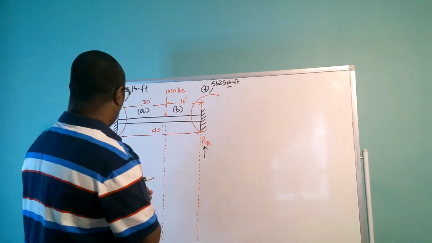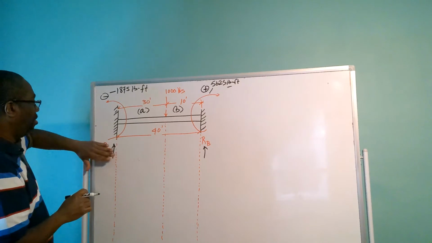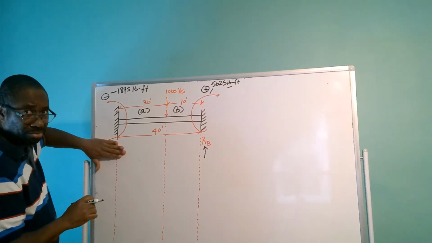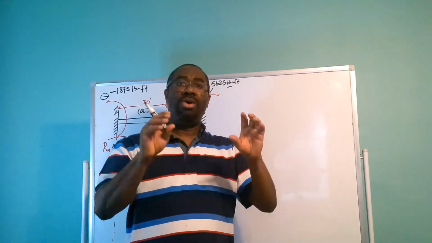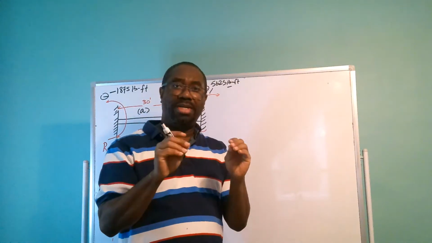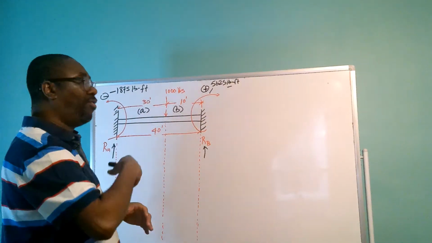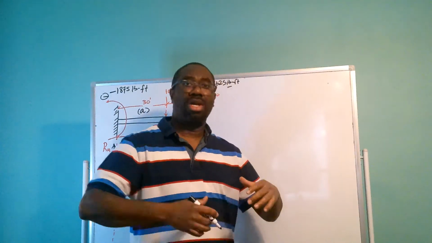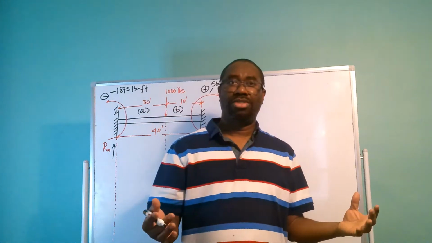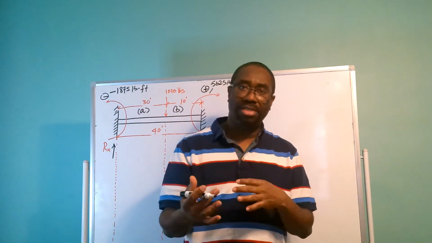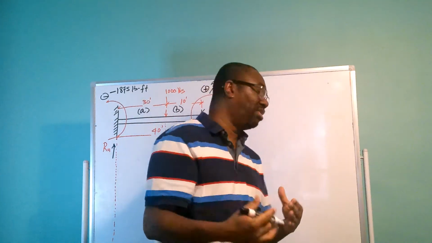So to calculate the reaction for RB, we're going to take moments at RA. But remember what I've said to you in my previous video, wherever you're taking moments, that position is going to be 0, because the force is going to be 0 and the distance is going to be 0. 0 times 0 is 0. So there's going to be no moments, and moments, as I said to you before, is force times distance.